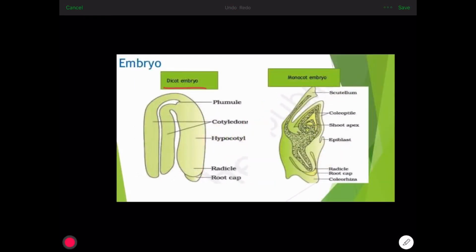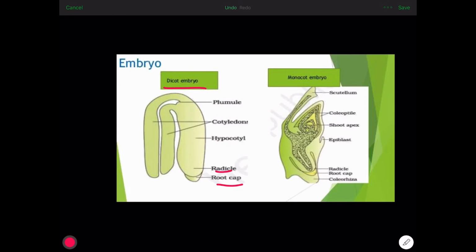This is structure of dicot embryo. Dicot embryo contains two cotyledons. The function of cotyledons is to store food. Then it contains embryo axis. This entire is embryo axis. At the tip of embryo axis is present plumule and at the lower end is present radicle. This is radicle. Radicle is covered by root cap.